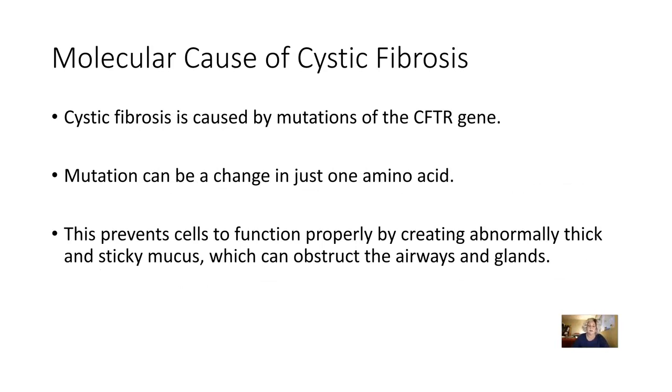Cystic fibrosis is caused by mutations of the CFTR gene, and more than 1,000 mutations of this gene have been identified in people with cystic fibrosis. Amazingly, most of these mutations change only a single amino acid in the CFTR protein, which is made of hundreds of amino acids. Or the mutations may delete a small section of DNA from the CFTR gene. As a result, the amino acid or DNA deletions prevent the cells from functioning properly. This creates abnormally thick and sticky mucus, which can obstruct the airway and glands.